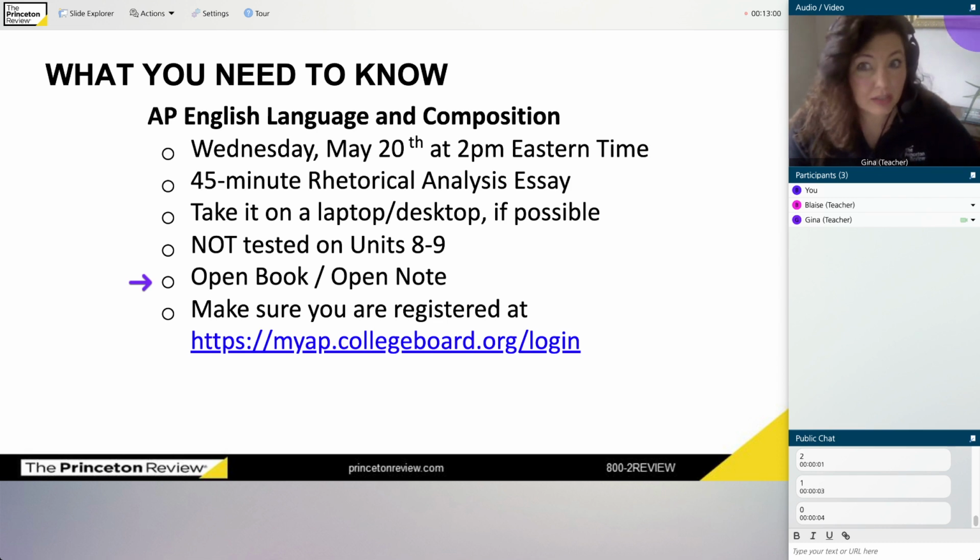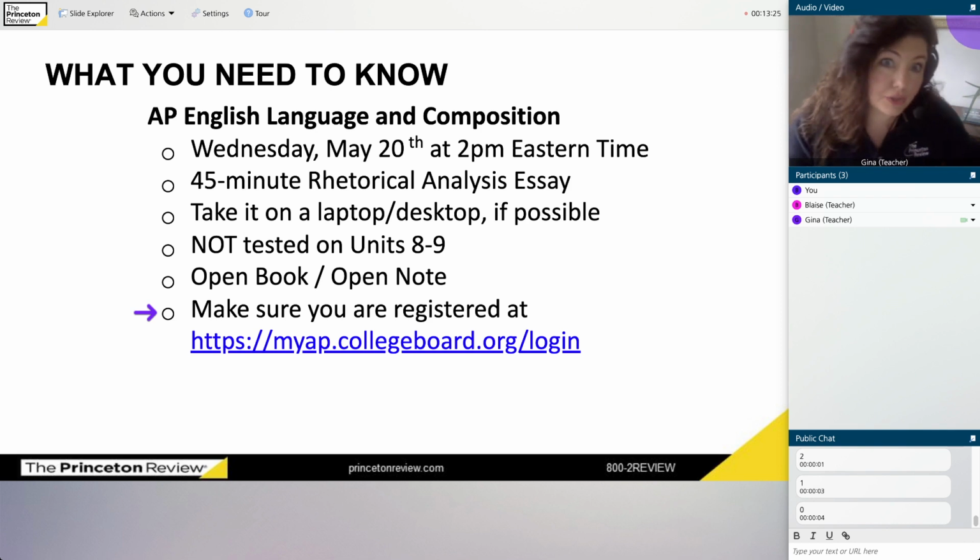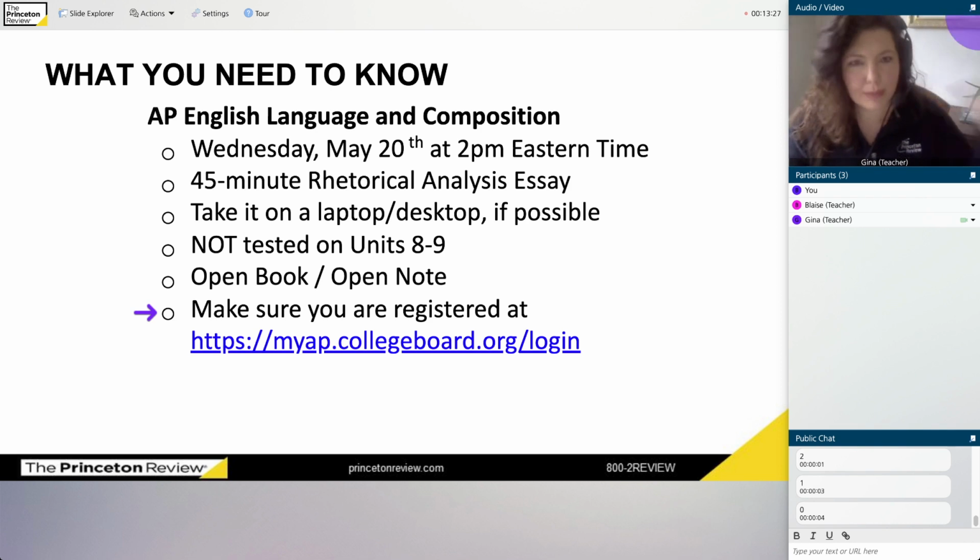But we will talk a little bit more about what should be in your notes. By the way, if you have any doubts as to whether you are registered for the AP, just be aware you can go to collegeboard.org and there's actually a section called My AP. So if you go to myap.collegeboard.org and log in, you can find out if you're actually registered for this test or perhaps the literature test. If you're not sure, you want to make sure that you know what tests you're registered for.